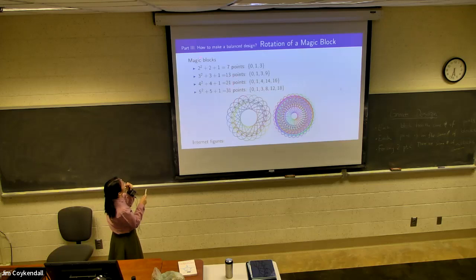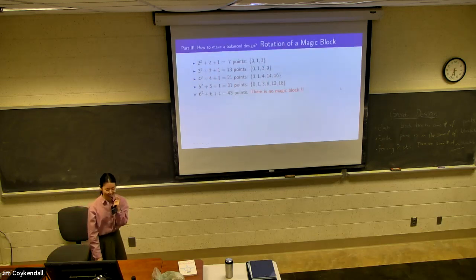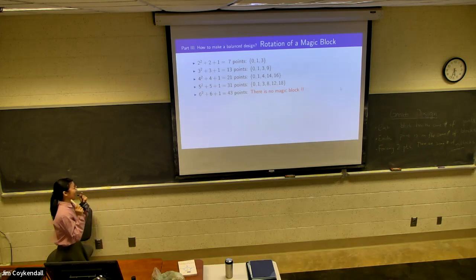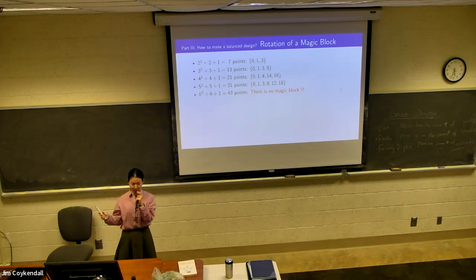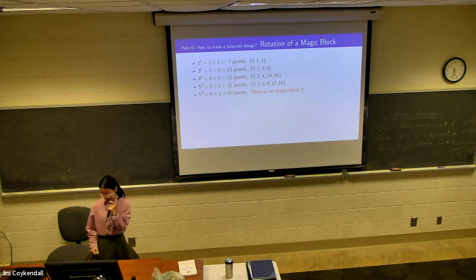This number, it's just addition, but somehow it has a pattern. So we may think that the next one is 6 squared plus 6 plus 1, which is 43. Unfortunately, there is no magic block for 43. You think there will be, but that is not.